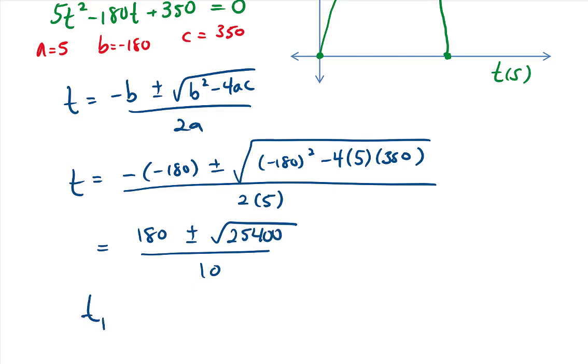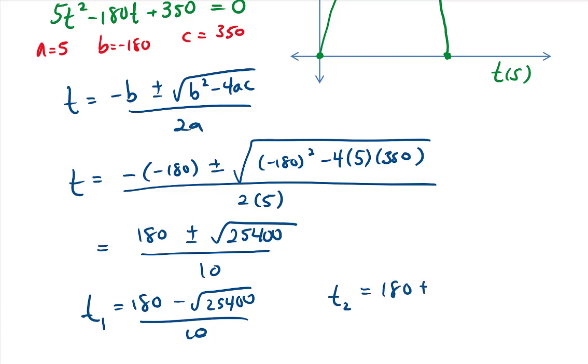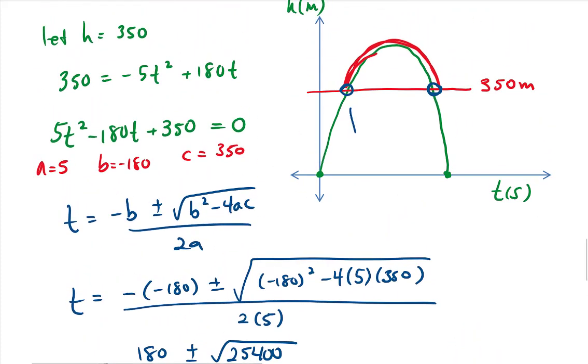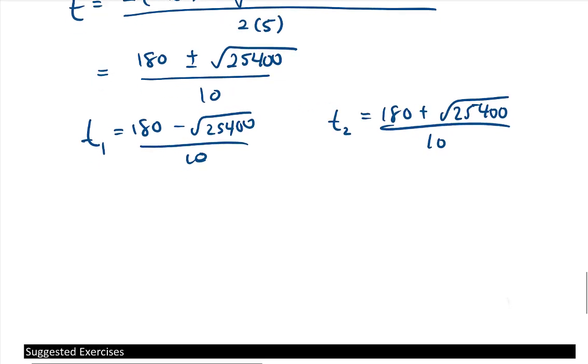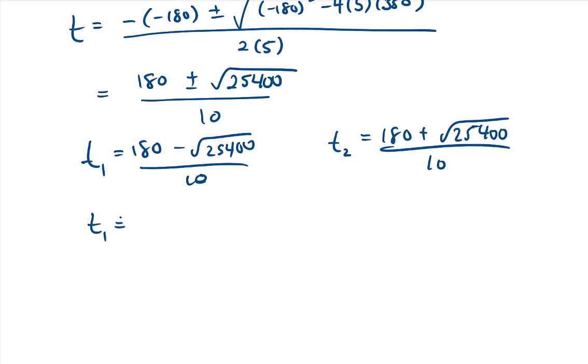So I get 25,400. So therefore, time 1, when it first reaches 350 meters, is equal to 180 minus the square root of 25,400 all over 10. And when it comes back down to 350, that is at 180 plus the square root of 25,400 over 10. So again, it hits here the first time, and the second time it comes back down to 350 meters. So using our calculator, let's approximate these t values.